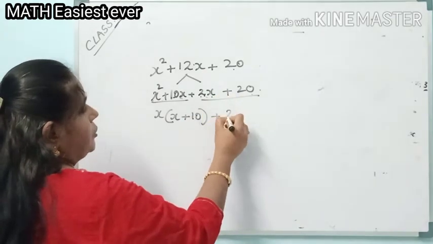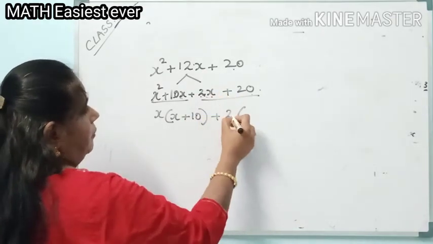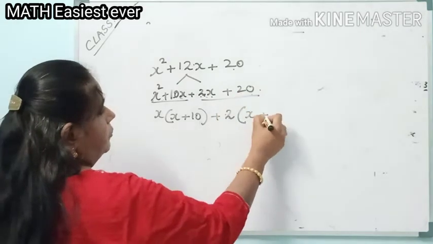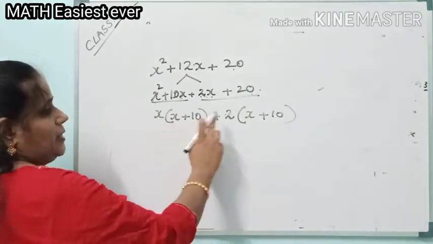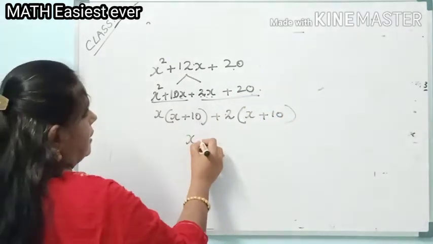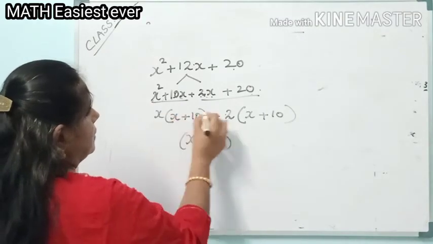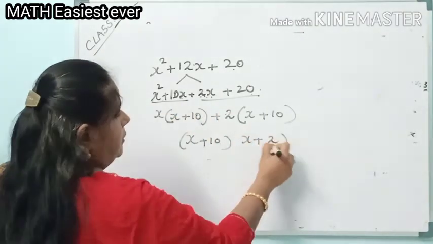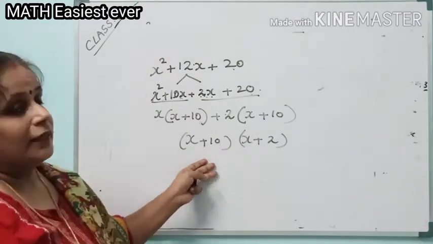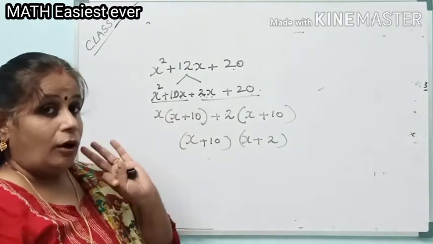Which is common? 2 is common. 2x divided by 2 is x. 20 divided by 2 is 10. So you got x plus 10 is common in both. So you will write x plus 10 and the remaining is x plus 2. Hope this is clear for you. So you got the remaining two factors. So we got all the three factors.